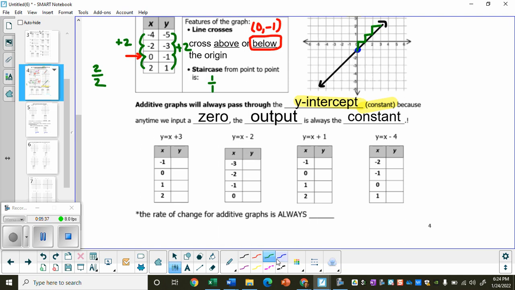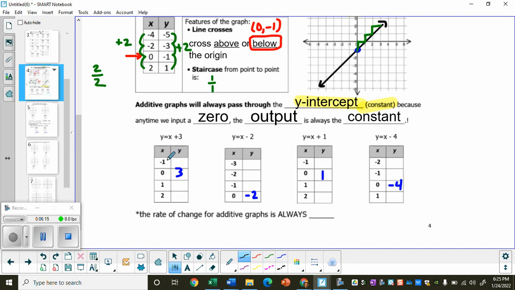Let me use that table of values to show you what I mean by this. Anytime you input a 0, if you do 0 plus 3, your answer is 3. For the next one, if you did 0 minus 2, the answer is negative 2. If you did 0 plus 1, the answer is 1. And if you did 0 minus 4, the answer is negative 4. So anytime we input a 0, the output was always the constant. So the output was a 3, a negative 2, a 1, a negative 4. Okay?